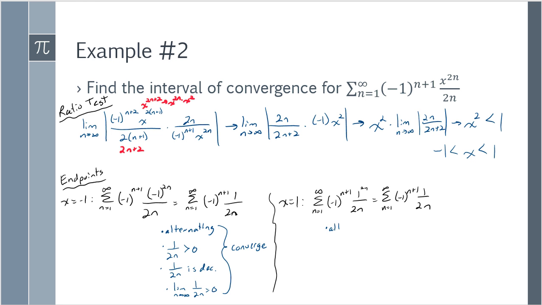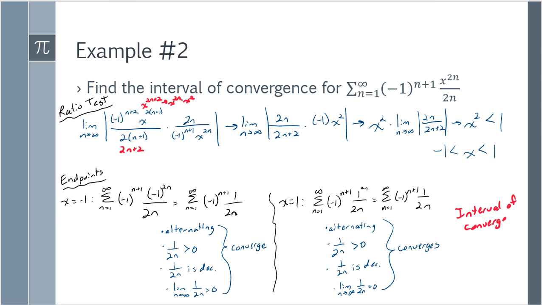So I already know that it is alternating. The non-alternating part is positive. The non-alternating part is decreasing. And the limit as n goes to infinity of the non-alternating part is 0. And therefore the series converges. So that means +1 is also in my interval of convergence. So my final interval of convergence is from -1 to 1, including the endpoints.